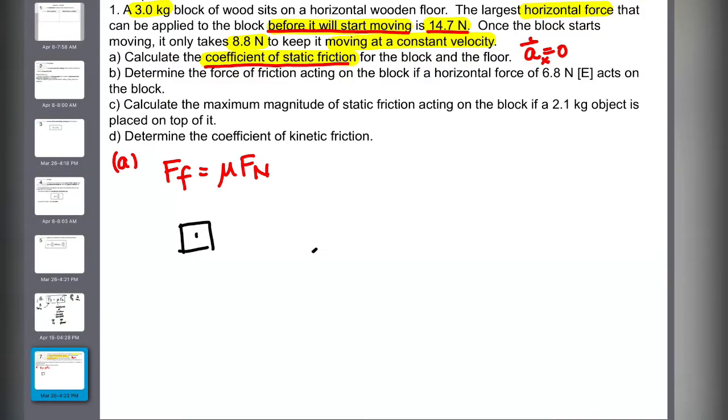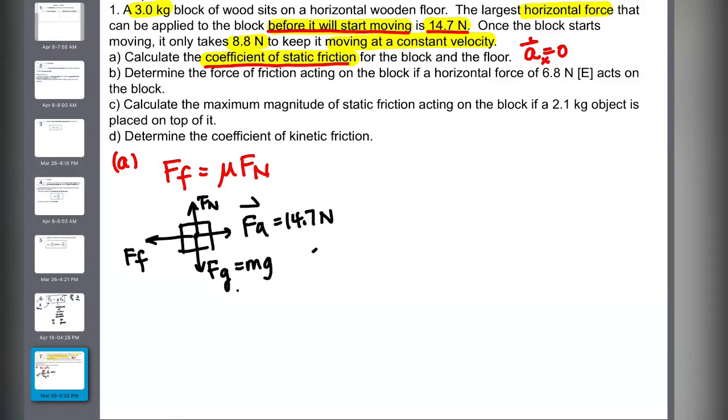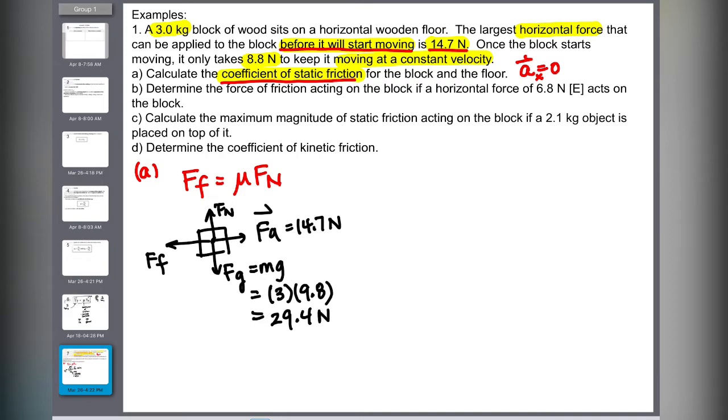So analyzing the free body diagram, there is going to be an applied force that's moving with it, and the applied force is 14.7 newtons. There is a frictional force, there is an Fg, and there is an Fn. We can calculate what Fg is by using the equation m times g. As I said before, you're totally allowed to do it while we're in the equation. Okay, and I'm just going to work this out. So m is 3 times the 9.8, so that's what Fg is: 29.4.